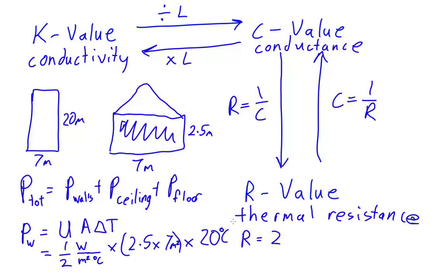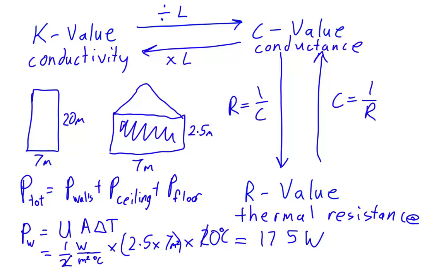So this is for an R value of 2. Well, all I need to do is multiply these numbers together. So when I do this, my 2 here cancels out with my 2 here. So that becomes 175 watts. That means every second I will lose 175 joules through this wall. Okay, so that's very useful for us to know.